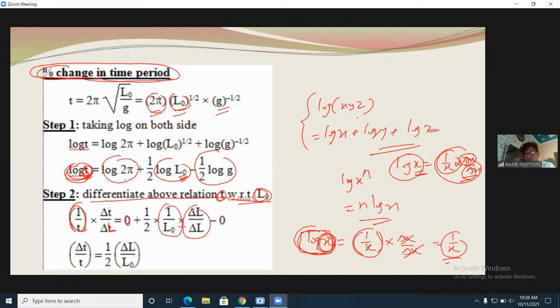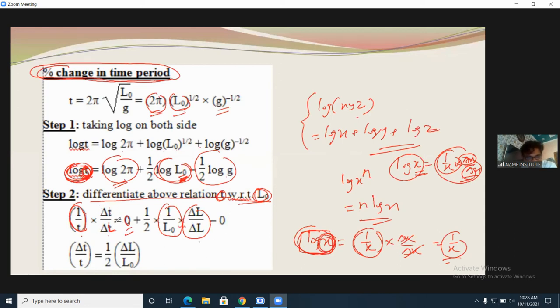I repeat once again in case we have a problem here. The differentiation of log of T is equal to 1 by T, then the differentiation of T with respect to L naught gives delta T by delta L. The differentiation of a constant term is 0, plus 1 upon 2, the differentiation of log of L naught is 1 by L naught, and the remaining differentiation of L naught gives delta L by delta L, minus the differentiation of one more constant term, which will be 0. On the earth surface the gravity is constant, so the differentiation of a constant term will be 0. That we have taken in a class.